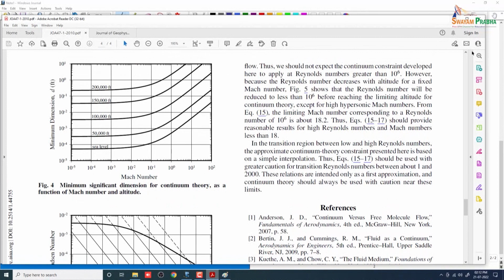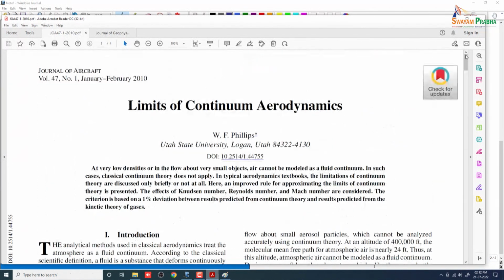So this is the reference that I've used for the class: Limits of Continuum Aerodynamics, Journal of Aircraft, 2010, by W. F. Phillips, Utah State University. This is the reference that I've used, and you can get it online and look at it. If you can't, I downloaded it from the net.